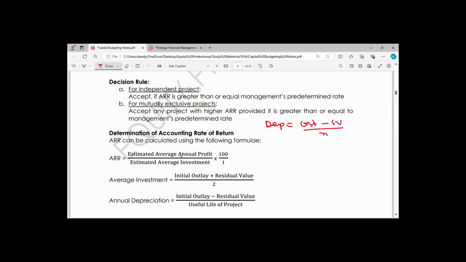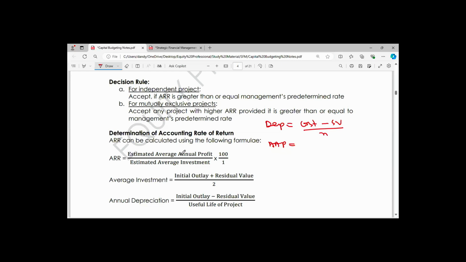Once you have the annual depreciation, the next working is to calculate average annual profits. This will depend on the information given to you in the question. If you are given cash flows, remember, accounting rate of return does not make use of cash flows. Rather, it makes use of accounting profit or loss. So if cash flow is given to you, you need to convert it to accounting profit or loss.